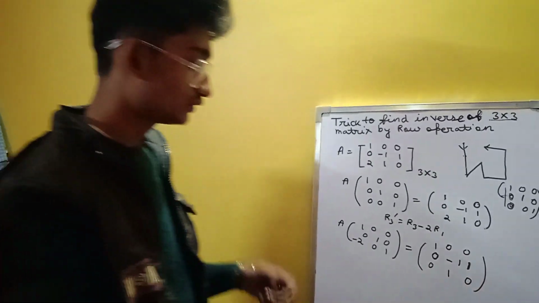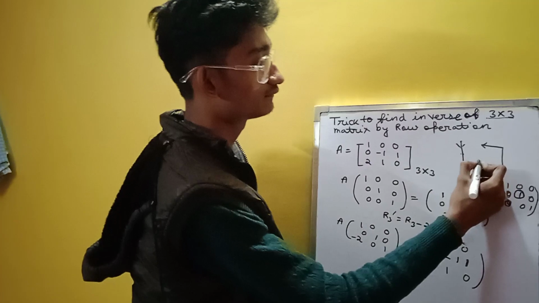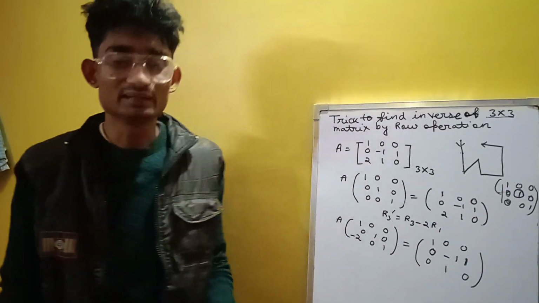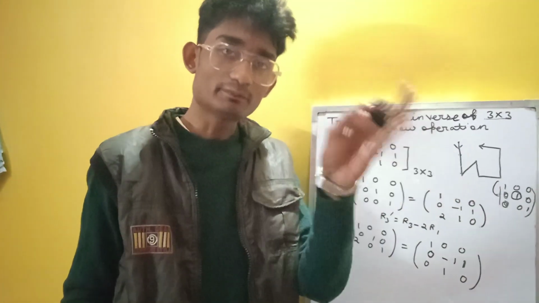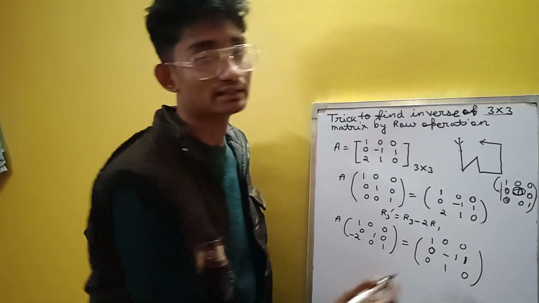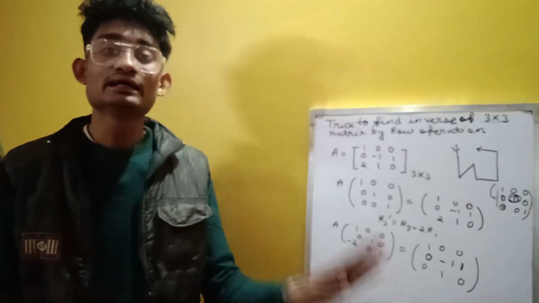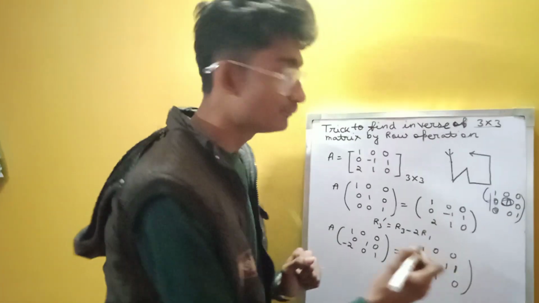So next element is this. So this much, that is A22, the middle of the principal diagonal element. This should be made 1. Here it is minus 1, so this row 2 will be multiplied by minus 1 to make it positive 1.